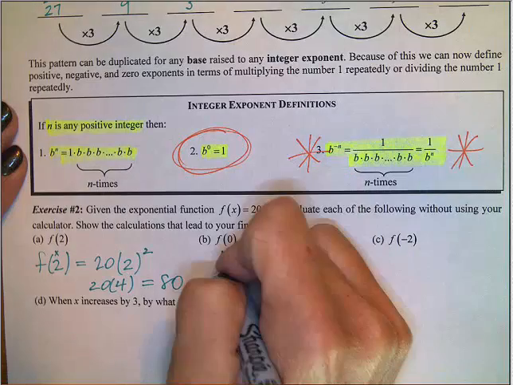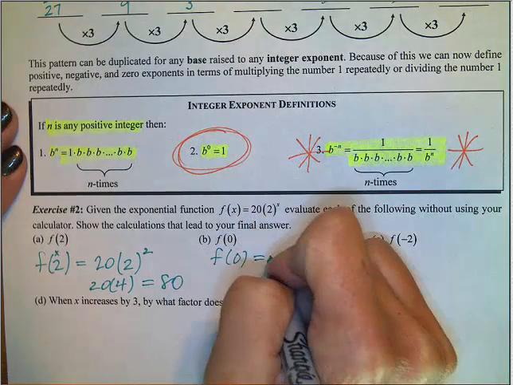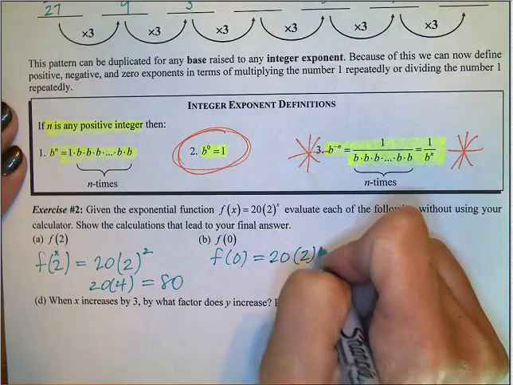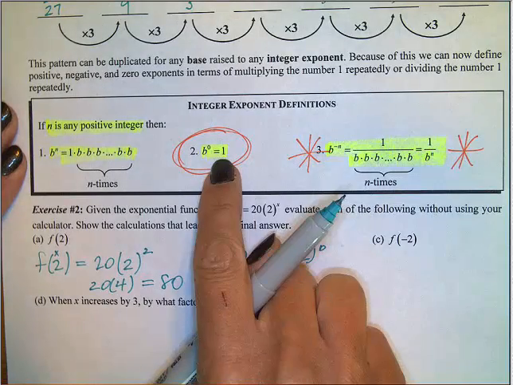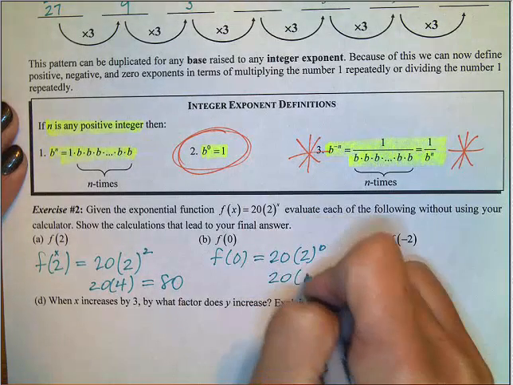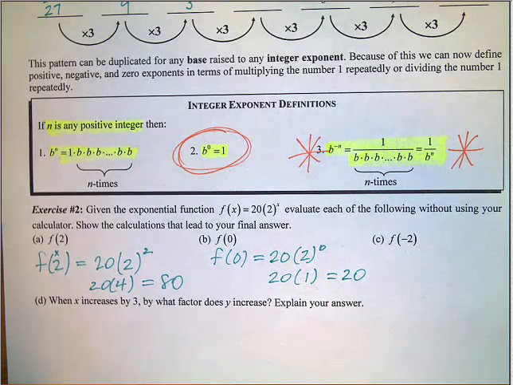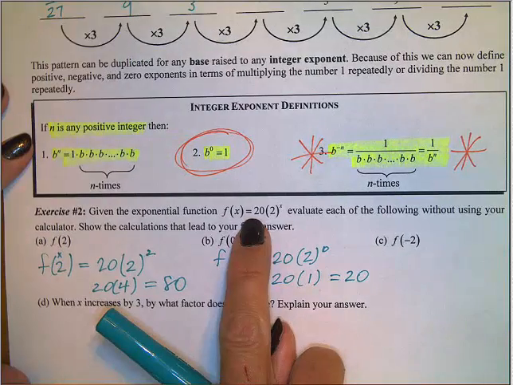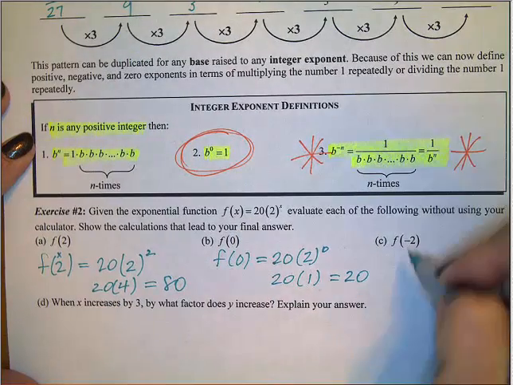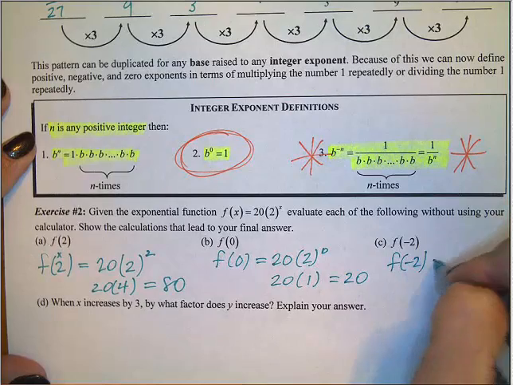Next one, f of 0 is 20 times 2 to the 0. Well, we learned up here, anything to the 0 is 1. So 20 times 1 is 20. Do you see what's happening there? 80, 20. Now f of negative 2.